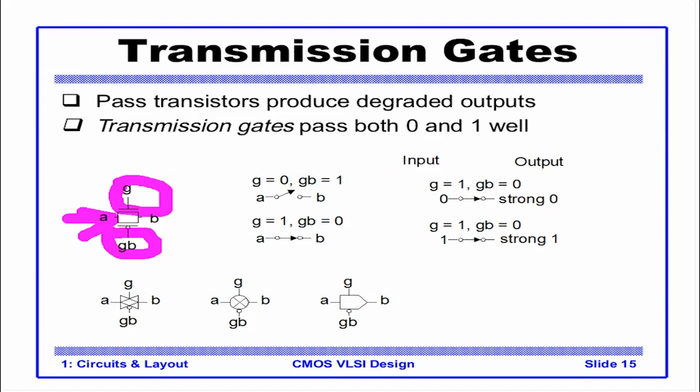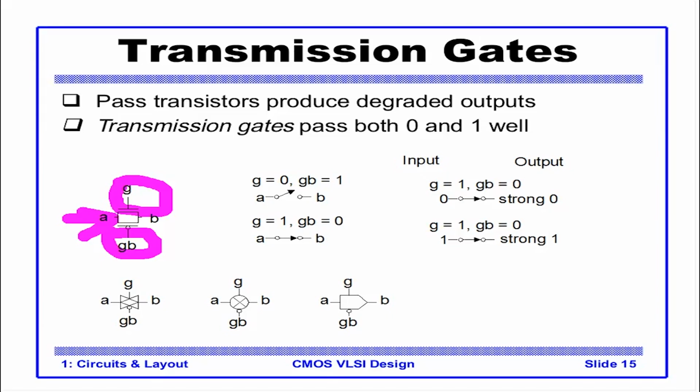Whenever A is 0, the NMOS makes sure that the output is strong 0. So we utilize the properties of both NMOS and PMOS to construct a gate, in fact a simple switch, which makes sure that output is not degraded. This is an example of the symbol of the transmission gate. So in transmission gate we have three terminals: the input A, output B, and the controlling gate input G. But we also need the complement of G, which is GB. Let's see how transmission gate is now used.